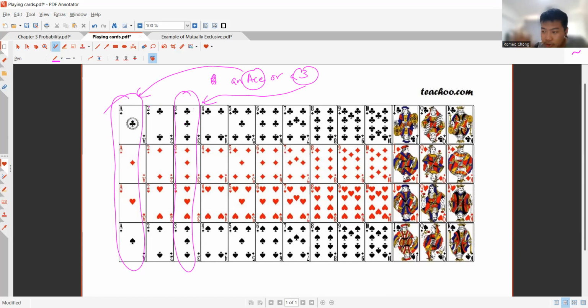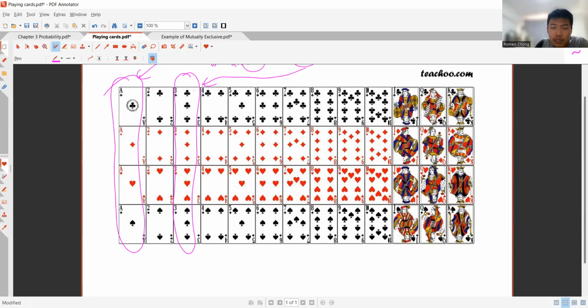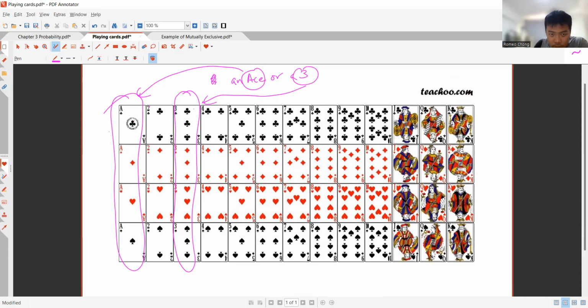So if they are mutually exclusive, when I want to find the probability of getting an Ace or a 3, then you can just straight away add the two probabilities together. So that means here, out of the total 52 playing cards, you have 4 Ace cards.